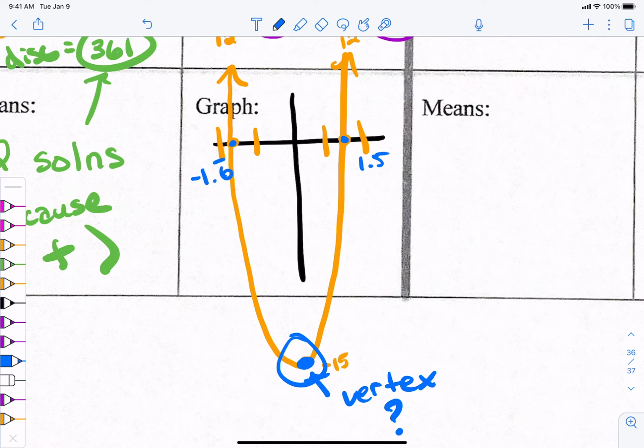Where is the vertex located in relationship to that point? It's slightly to the left. This is where the vertex will be located, so it's actually hitting negative 15 on its way back up. Does that make sense? That was a little more in depth. If it doesn't make sense to you, just skip over it. The vertex will not be exactly at negative 15.